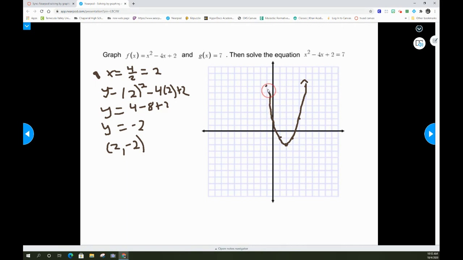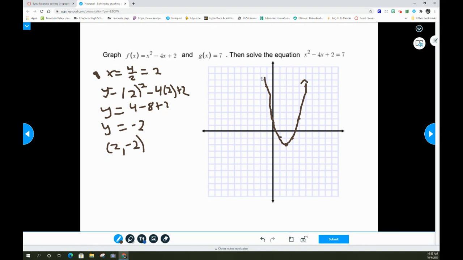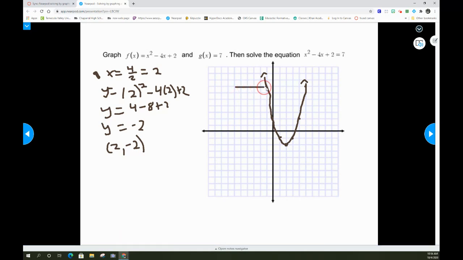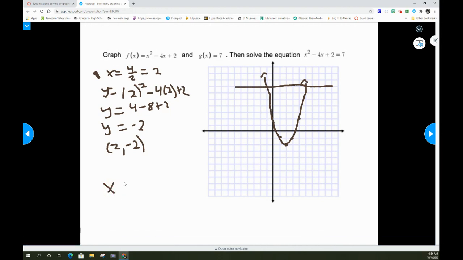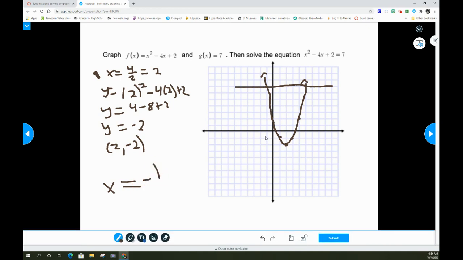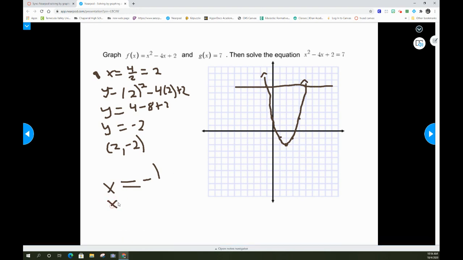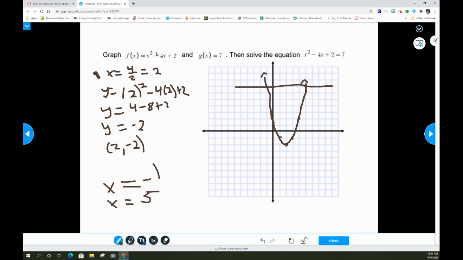Now we want to know, when does that equal 7? So I draw a horizontal line at 7. And we want to know, when do those cross? They cross when x equals negative 1 and when x equals 5. So we have our two answers. And again, a little bit more work here when it's in standard form.